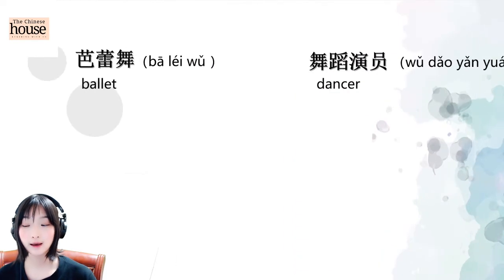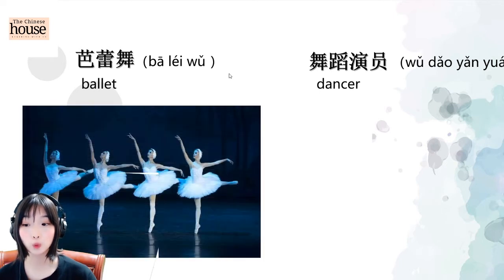Then we have ballet, 芭蕾舞. 舞, which means dance in non-formal terms, 芭蕾, which is translated by the sound of the English word. 芭蕾舞. 芭, flat tone, 蕾, second tone, 舞, third tone, 芭蕾舞.